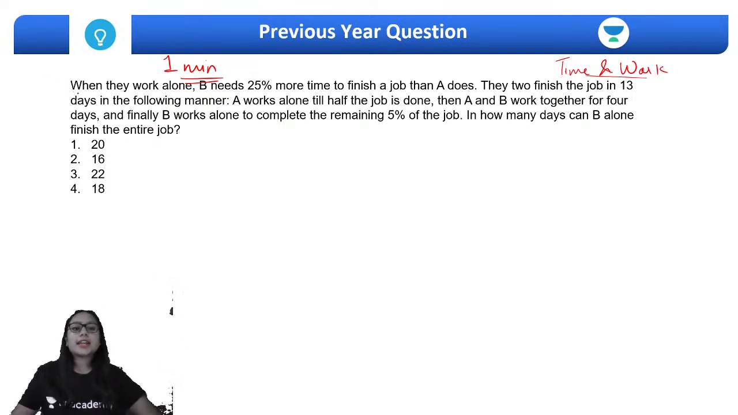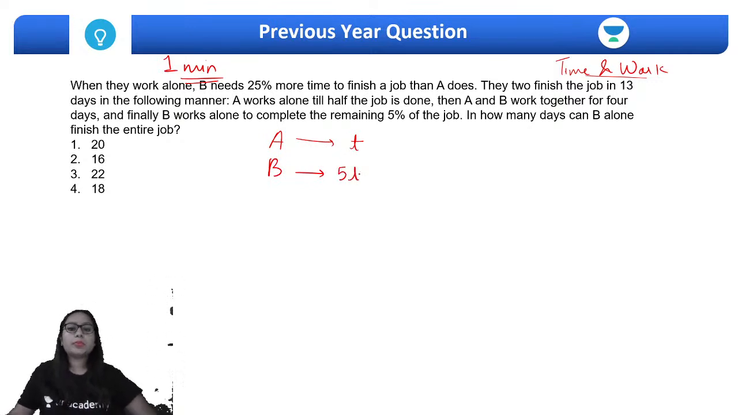So the question says that when they work alone, B needs 25% more time to finish a job than A does. So let us take the time taken by A as T. So the time taken by B would be 25% more. Hence this would be 5T by 4. Right? But these are the time taken by A and B.